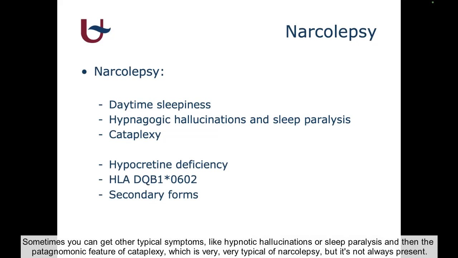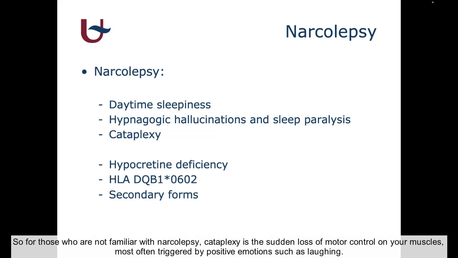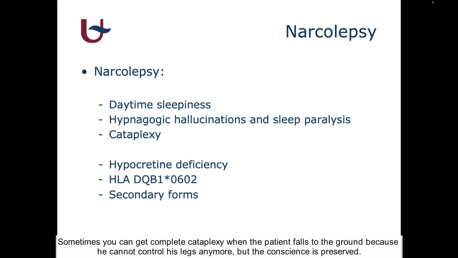Sometimes you can get other typical symptoms like hypnagogic hallucinations or sleep paralysis. And then the pathognomonic feature of cataplexy, which is very, very typical of narcolepsy, but it's not always present. So for those who are not familiar with narcolepsy, cataplexy is the sudden loss of motor control on your muscles, most often triggered by positive emotions such as laughing. Sometimes you can get complete cataplexy when the patient falls to the ground because he cannot control his legs anymore, but the conscience is preserved.